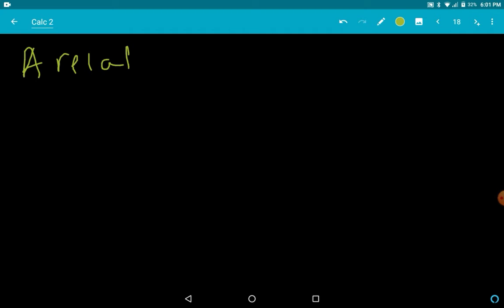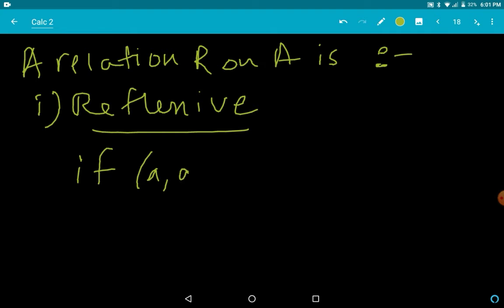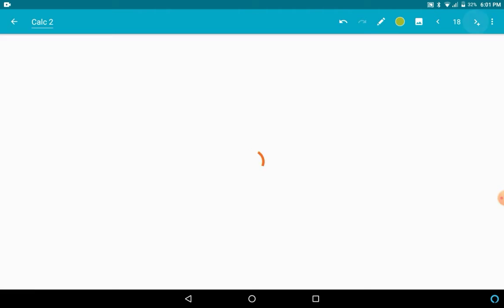A relation R on A is, okay, first is reflexive. Reflexive if (a, a) belongs to R for all a belonging to A. I'm telling the meaning afterwards.